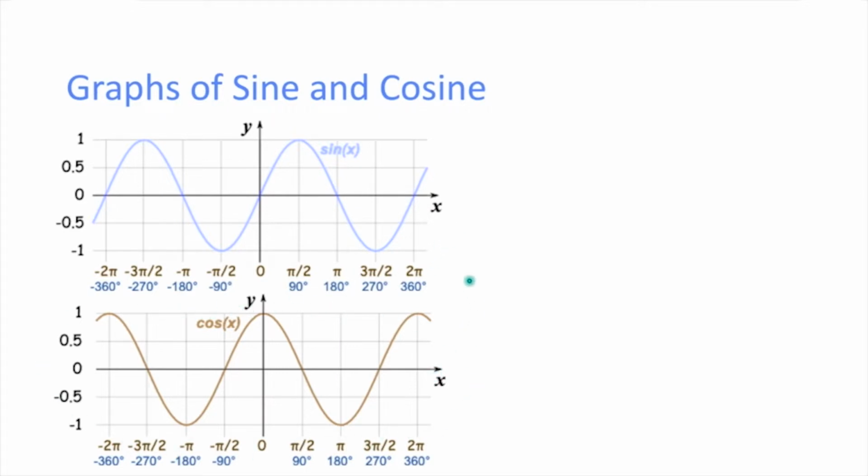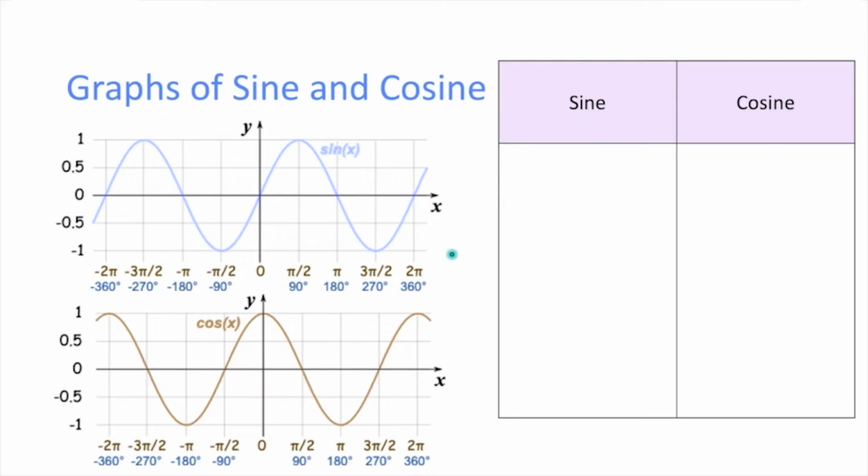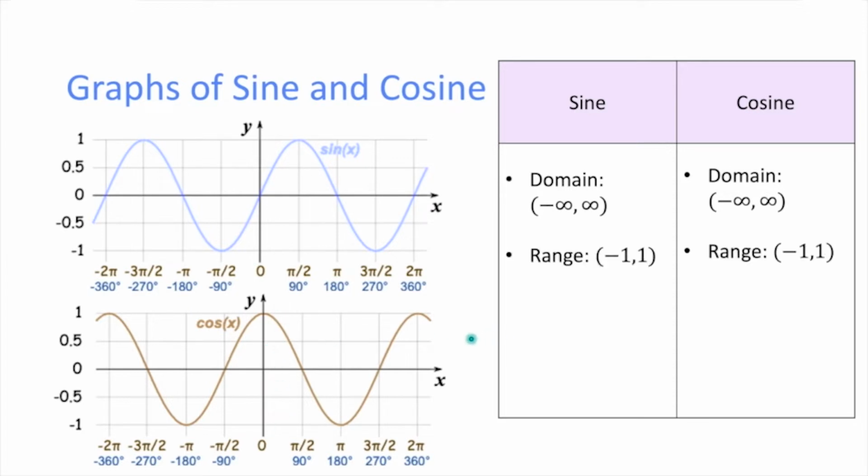By analysing these two graphs, we can find some of their key properties. The first one, we know that these graphs go on forever in either direction. So we know that the domain for sine and cosine is minus infinity to infinity. The second one is the range. They both have the same range as the y values are all between -1 and 1.